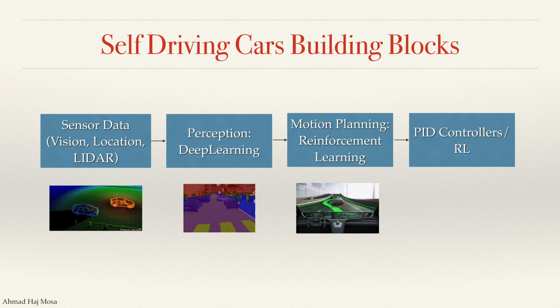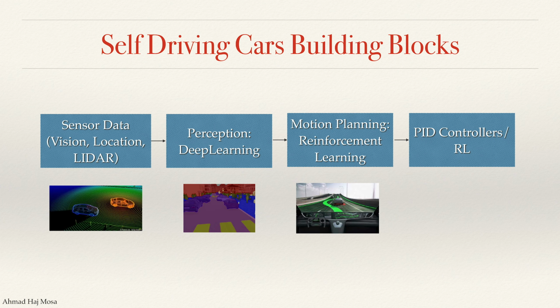But the perception itself, which is a set of algorithms, and now mainly machine learning or deep learning algorithms, needs input from sensors. And we have different sensors that are used in self-driving cars, like the vision-based sensors, which are cameras. We have location like GPS. We have LiDAR for 3D construction. We have radar also. So this is basically the process, starting from sensors to perception to motion planning to controllers.